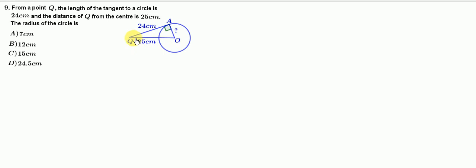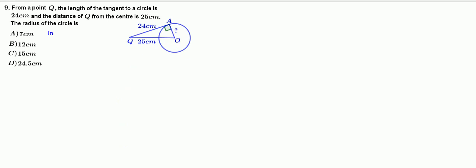Here the length of the tangent QA is equal to 24 cm. Distance of external point Q from center is 25 cm. The radius OA has to be calculated. We know that the radius drawn at the point of contact is perpendicular to the tangent. So angle OAQ is equal to 90 degrees.